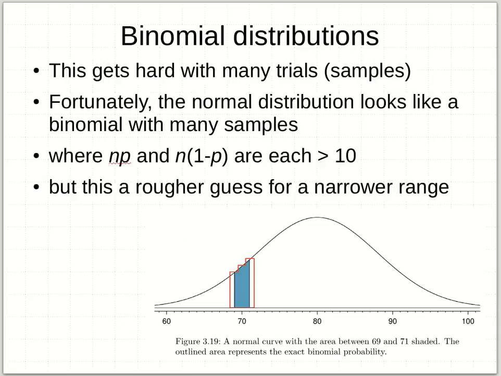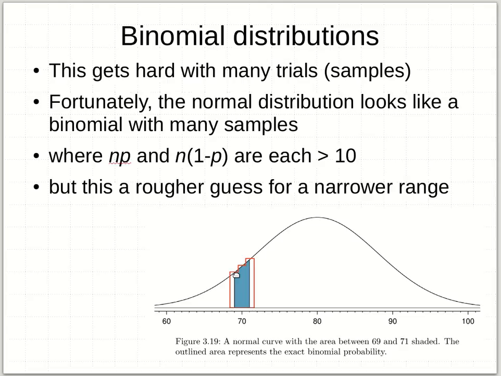All right, a binomial distribution gets hard if you have a whole lot of trials, right? But fortunately, the normal distribution looks a lot like that binomial. Remember that shift happened when we got larger and larger sample sizes. So when you get up to np and n(1 minus p) greater than 10, it's not bad. It's a pretty good guess that it's going to be close to a normal distribution. It's a rougher guess if you're only dealing with a really narrow distribution.